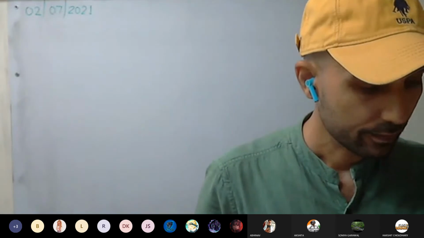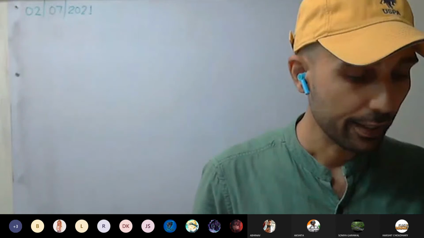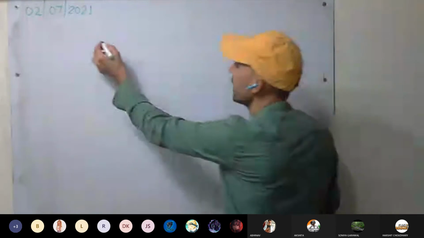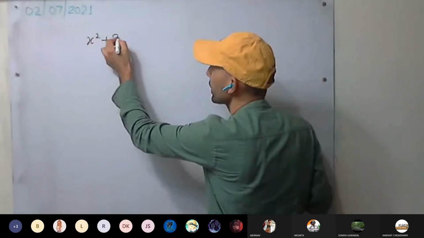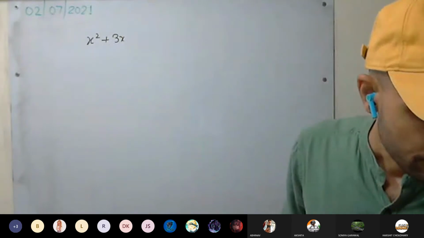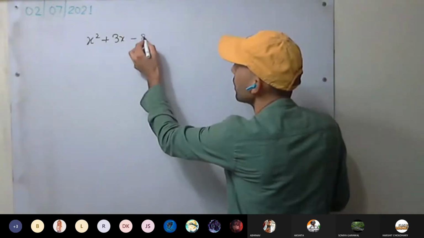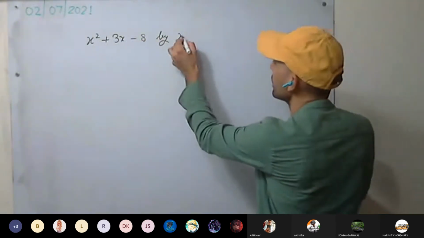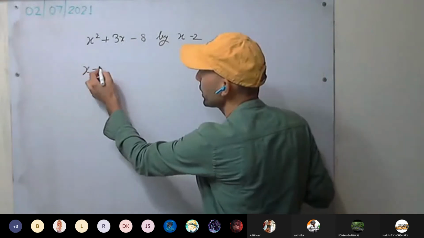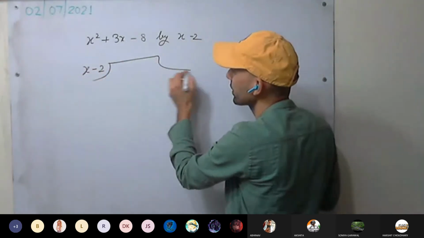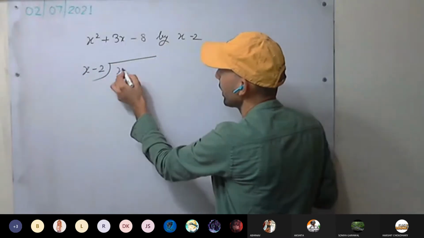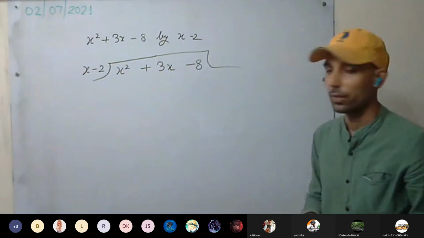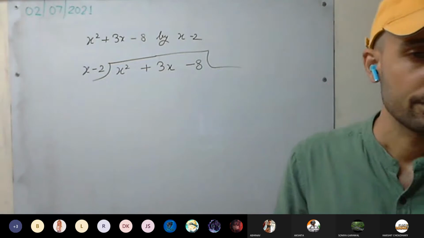Okay, next one. X square plus 3x minus 8. We have to divide it by x minus 2. X square plus 3x minus 8 divided by x minus 2. It is already arranged in descending order of the powers of x. Everyone solve it.